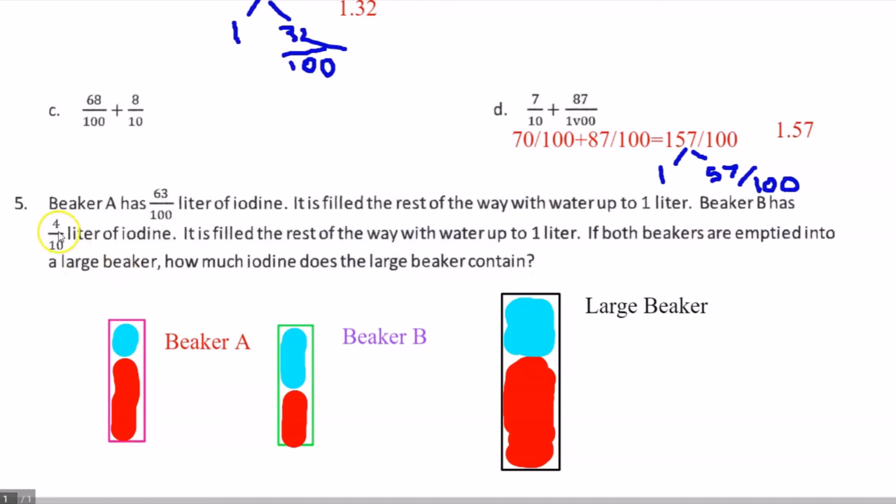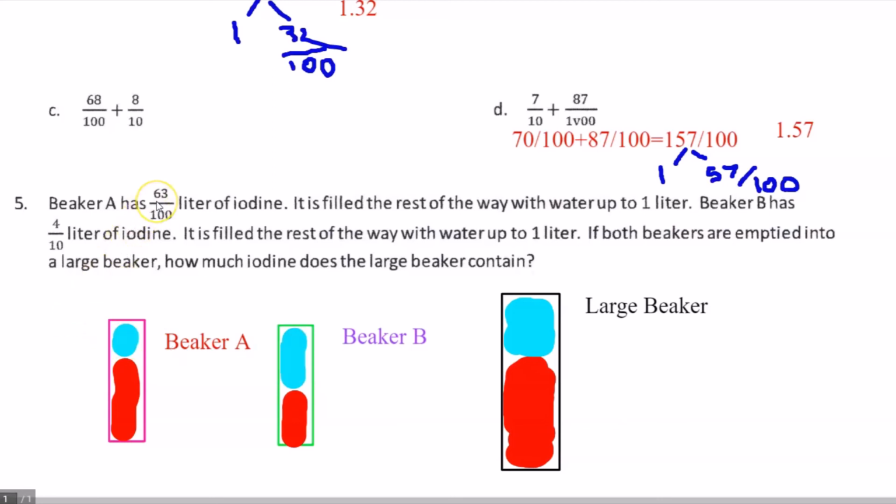Beaker B has 4 tenths. Remember, 4 tenths is 40 hundredths. So here's 40 hundredths of iodine in red. And the rest is filled up with water up to 1 liter. If both beakers are emptied into a large beaker, so here's a large beaker over here, how much iodine does the large beaker contain? So if we empty both of these as a liquid, it would be 2 liters altogether, but that's not what it asks you. It asks you how much iodine would be in the large beaker.